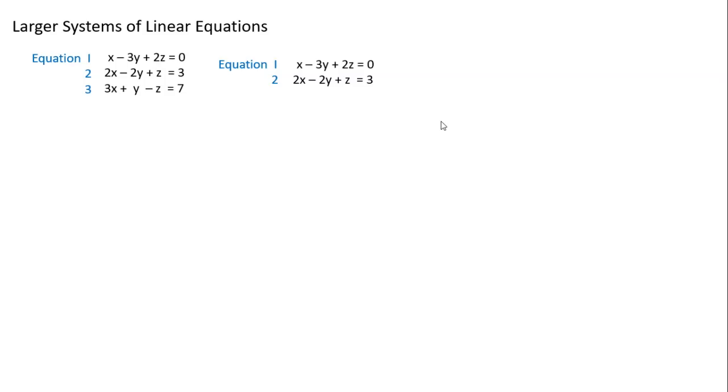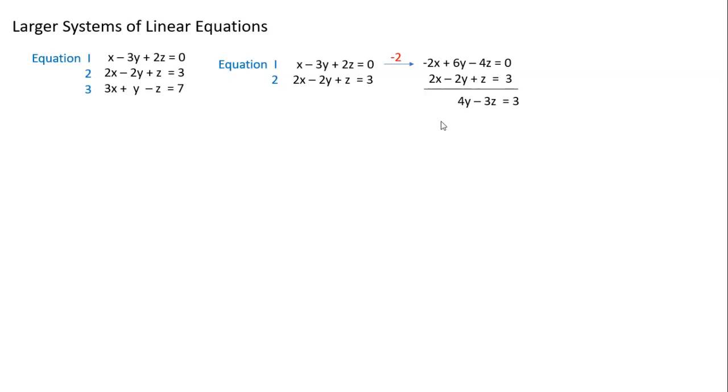So I'm going to multiply a -2 to that first equation. That's going to give me -2x plus 6y minus 4z equals 0. I'm going to add it directly to equation 2. I don't have to do anything to that. I'm going to add them together, and it's going to give me 4y minus 3z equals 3.